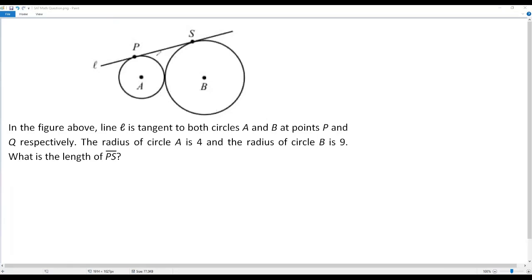Here we have a SAT math problem. Okay, let's go to the question. In the figure above, line L is tangent to both circles A and B at points P and Q respectively. The radius of circle A is 4 and the radius of circle B is 9. What is the length of line segment PS?